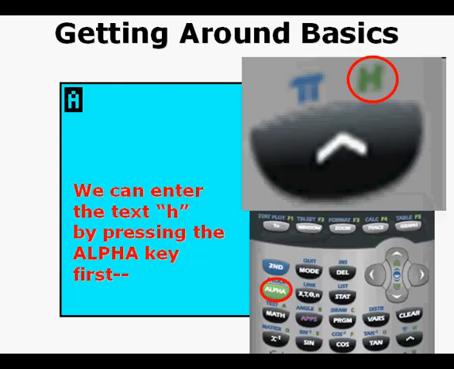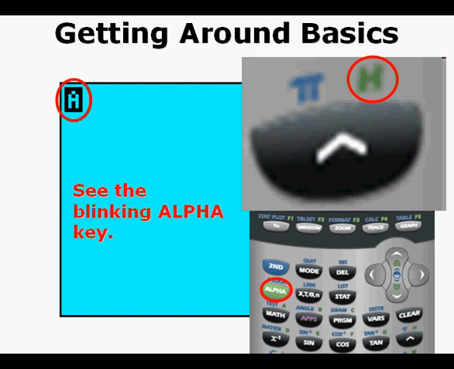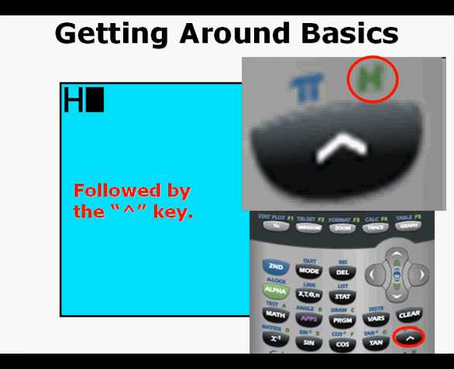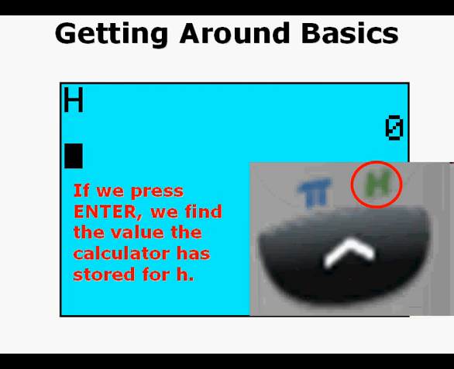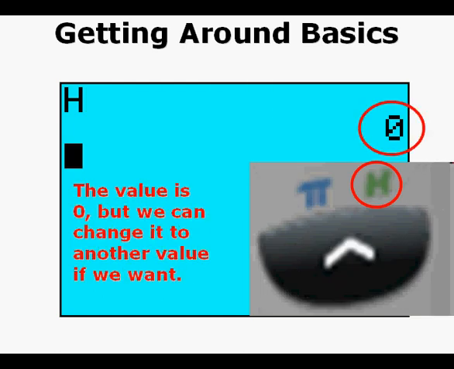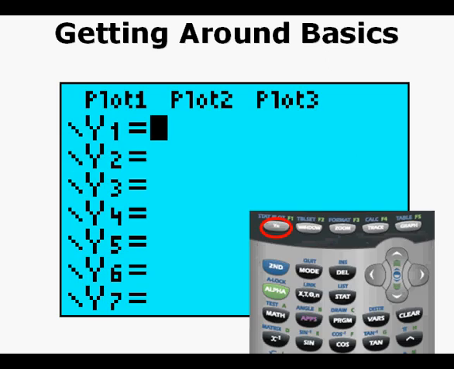We can enter the letter H by first pressing the alpha key at the upper left just below the second key. You should see the blinking alpha cursor key at the upper left of the view screen. Then press the exponent key at the right of the keypad. If we press enter, we find the value the calculator has stored for H. Its current value is 0 on my calculator, but we can change it to another number if we want. But storing a value for a letter is for another lesson.